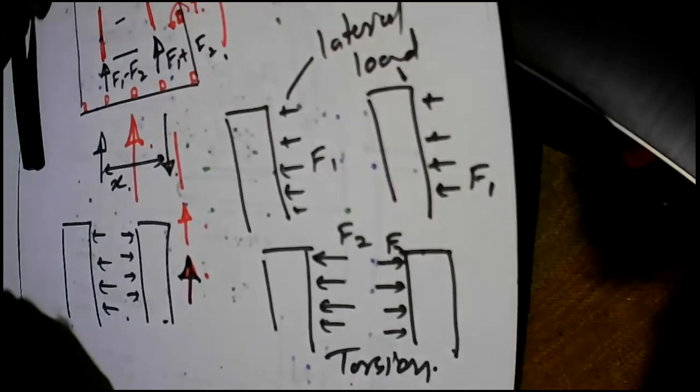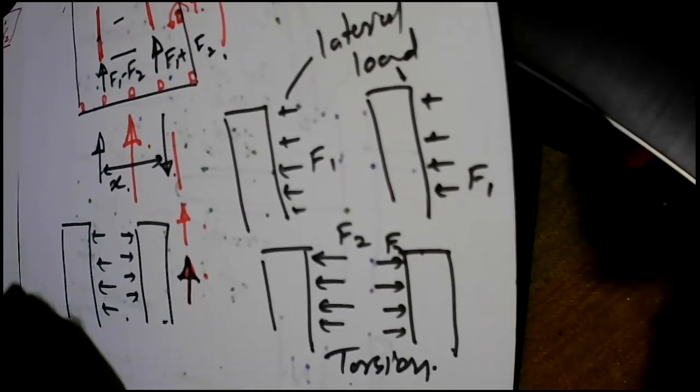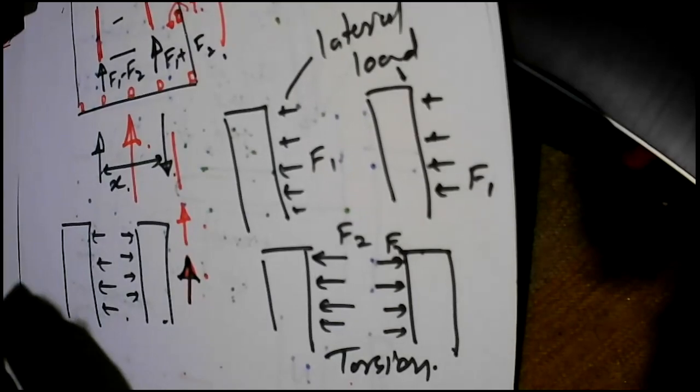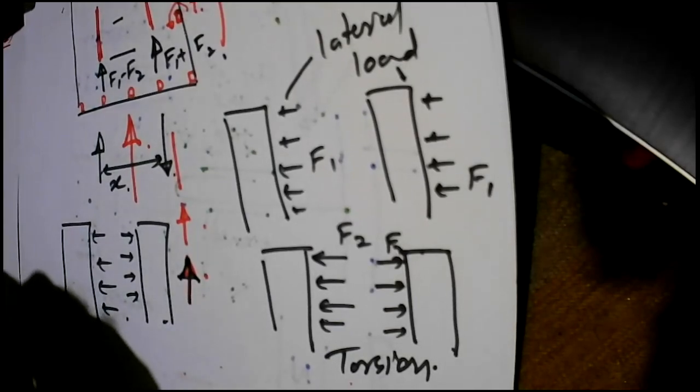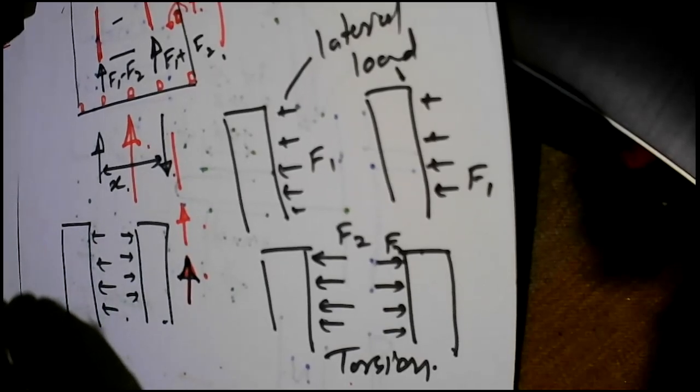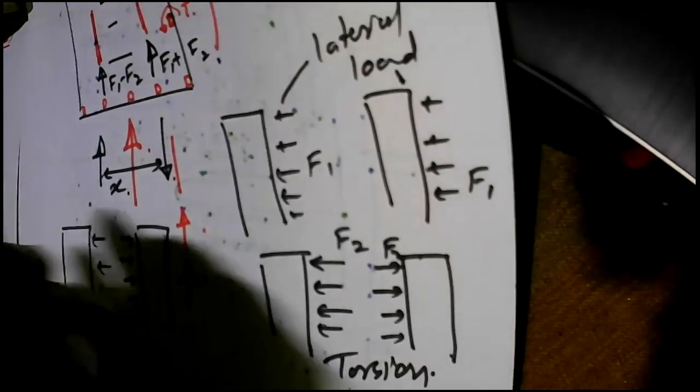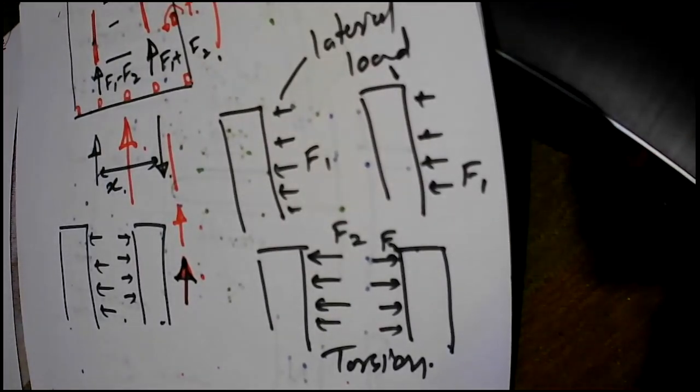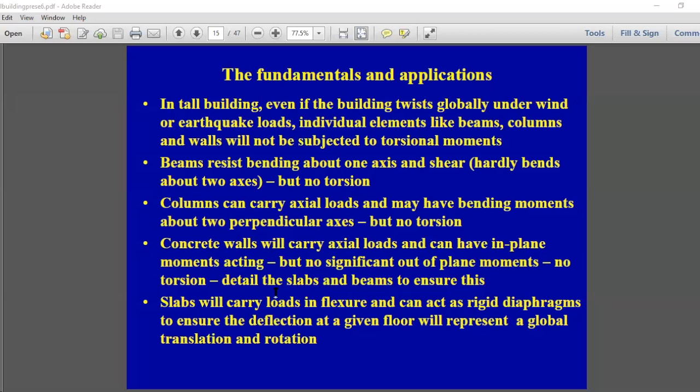So the torsion is not resisted by columns. Torsion is not resisted by shear walls unless it's an assembly. So all these are resisted as in-plane loads acting in the lateral direction. I think that's clear. Is that right? So in addition to that, slabs acting as a rigid diaphragm also help in this particular action, because all the elements will now behave in a particular way because of the slab which acts as a rigid diaphragm at that particular level.